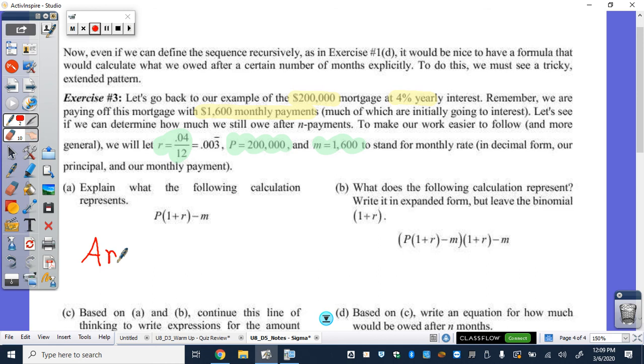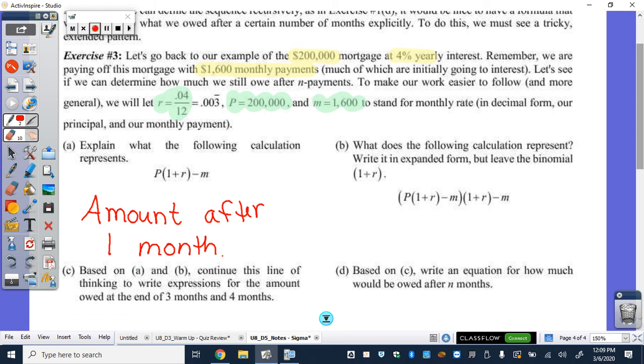Yep. Amount after 1 month. So you took your principal, it's multiplied by the 1 plus R, that's you multiplying it by the interest, and then subtracting your monthly payment. So that's how much is going to be left after 1 month.